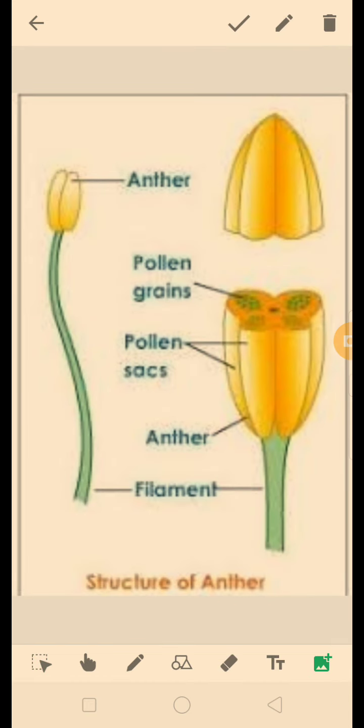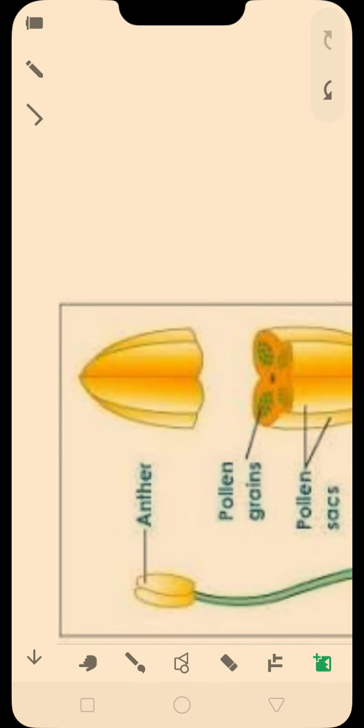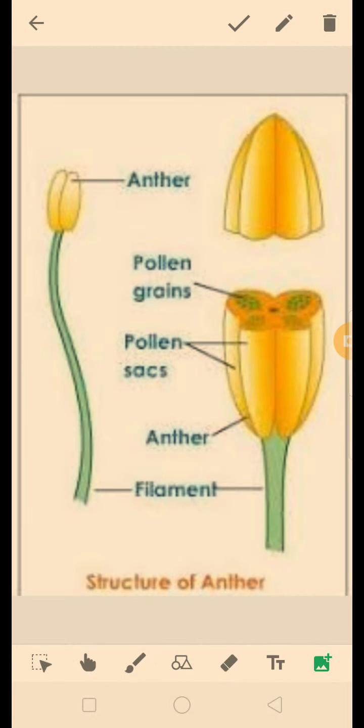So this is the male part, that is known as a stamen, and stamen has two main parts, that is the anther and the filament. As you can see on your screen, anther is the topmost part whereas filament is the bottom part, and on cross section of anther we can see pollen grains are present inside the pollen sacs. These pollen grains are the male gametes that are transferred from the male part to the female part. So stamen is the male reproductive part of the flower.